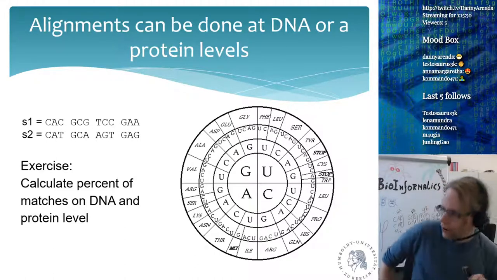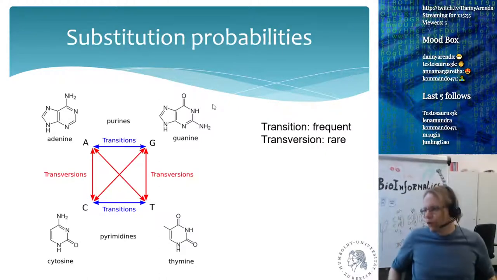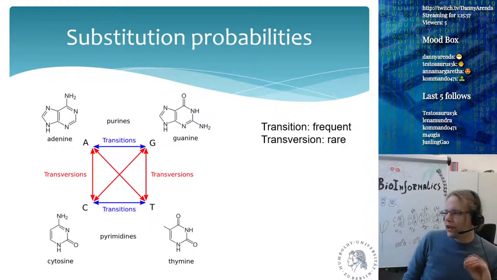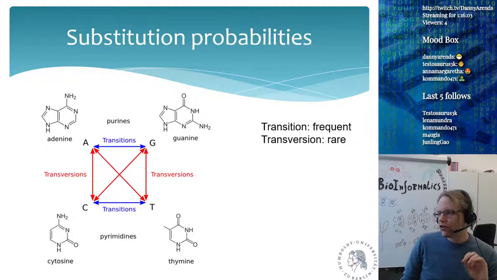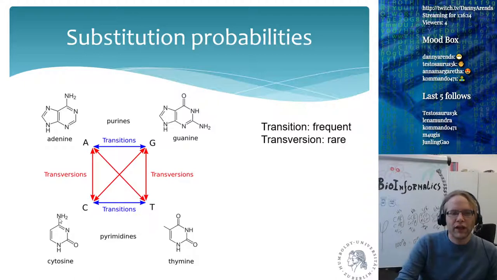All right, so good. That's all clear, then we move on to the next one. So I told you guys that when you compare DNA sequences and you want to score an alignment, then you have to take into account that some things are very common and some things are very uncommon. So here we see the four different base pairs, right? So we see A, G, T, and C, and we see here that transitions are very frequent.